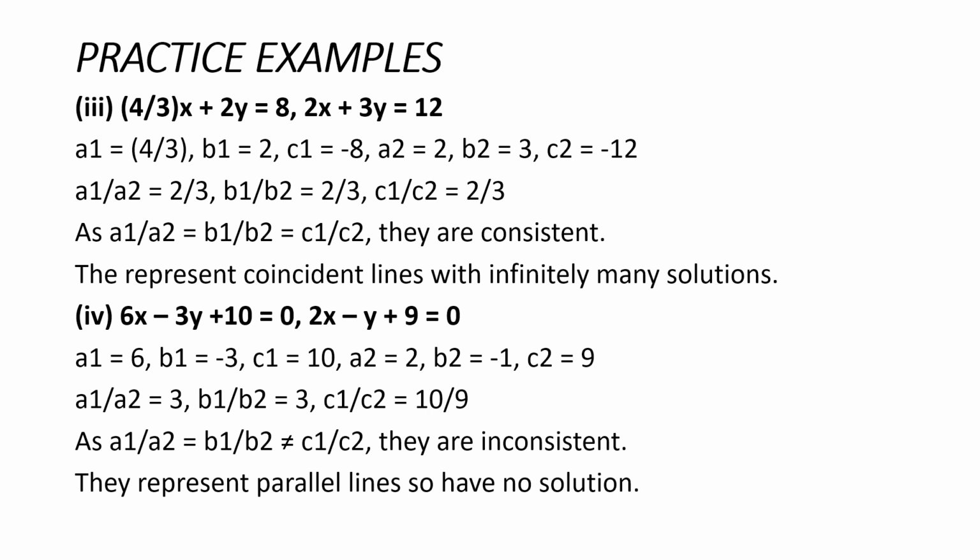6x minus 3y plus 10 is equal to 0. 2x minus y plus 9 is equal to 0. We have listed down a1, b1, c1, a2, b2 and c2. a1 upon a2 is 3, b1 upon b2 is 3, c1 upon c2 is 10 upon 9. Means here again a1 upon a2 is equal to b1 upon b2 but not equal to c1 upon c2. So they are inconsistent, they represent parallel lines and they will have no solution.